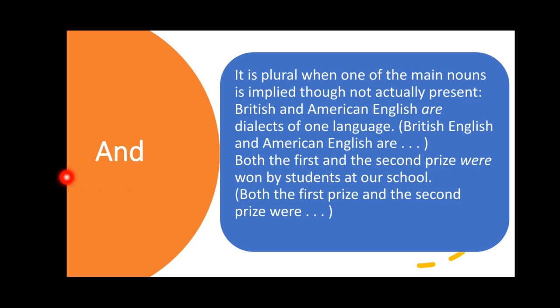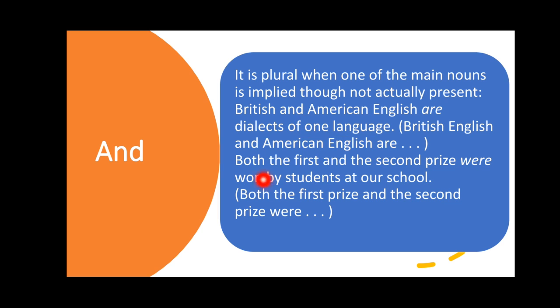Some more explanation of the conjunction and. It is plural when one of the main nouns is implied though not actually present. For example, British and American English. You can see that English is implied here. British English and American English are dialects of one language. So that's British English, right? Here English is implied.